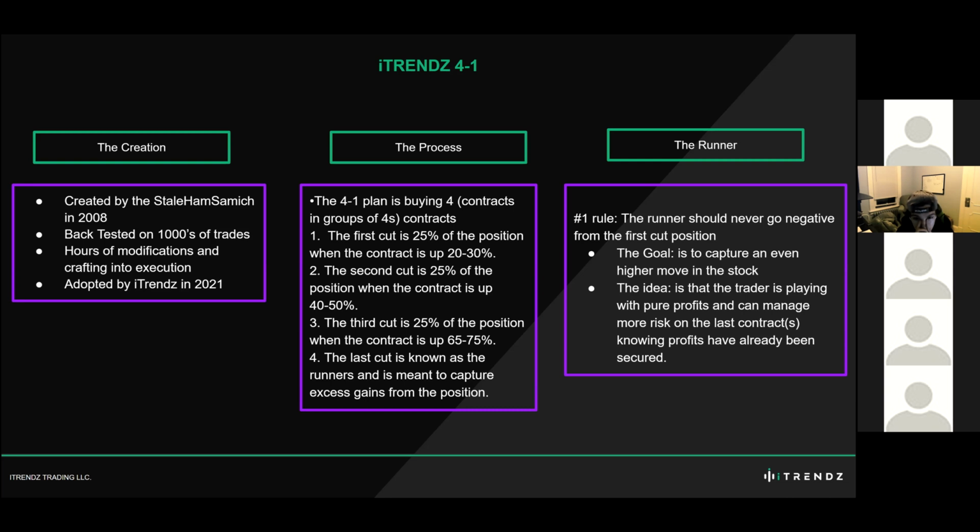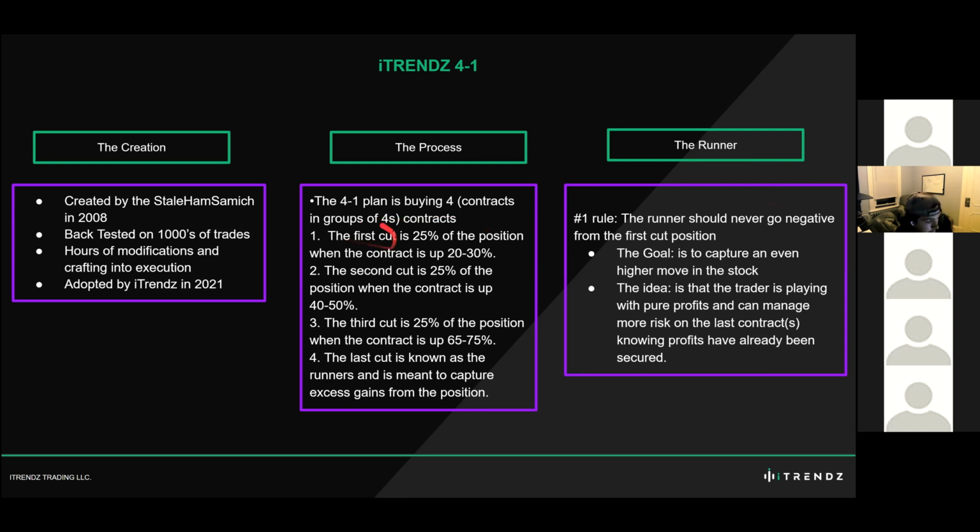The last cut is known as the runner, and it's meant to capture excess gains. So that being said, you set an exit point, you set where you're going to take your profits, and then you let that runner contract capitalize on the rest of the move going forward. That way you're already in profit and that runner just keeps going. Now, the number one rule of that runner contract: it should never go negative from the first cut position, meaning not back to even, not back to break even where you lose no money on that.